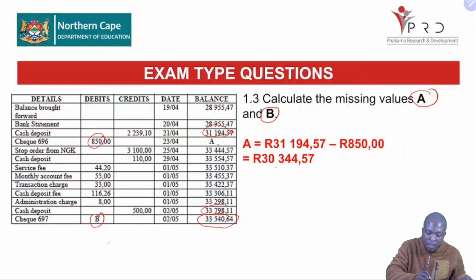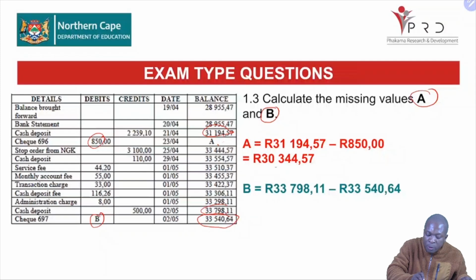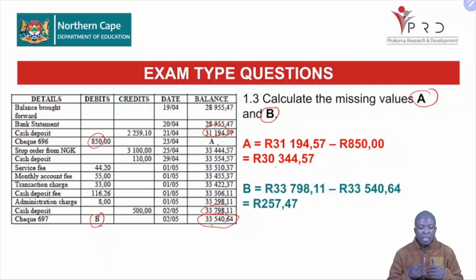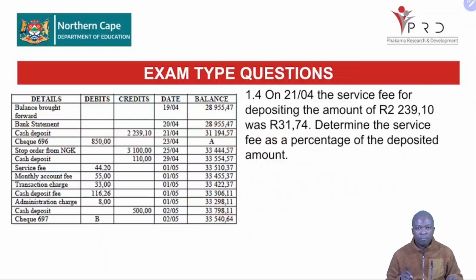Now, to find B, this is the money which was in the account. This is how much is left after this transaction. You had 33,798 and 11 cents, but after a certain transaction, you are only left with 33,540. So subtract the two. It means the transaction was 257 rand and 40 cents. Are we good? Let's go to question 1.4.